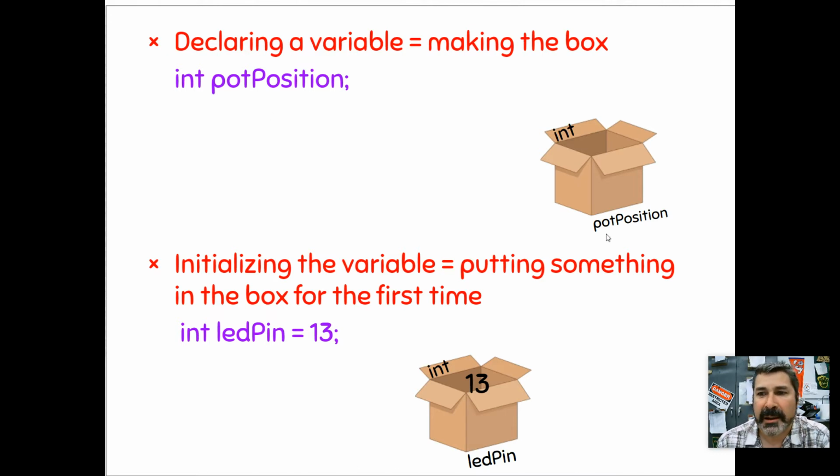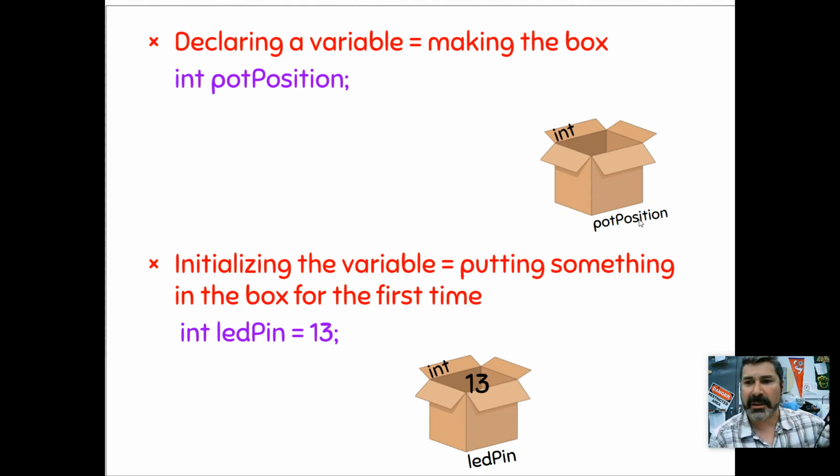Okay, so we need a thing called a potentiometer position. We're going to store in a box where our potentiometer is. So we're going to turn the potentiometer, and we're going to adjust the speed of the flashing light, right? So remember this thing. We're going to turn this little knob, and it's going to adjust the speed of the flashing light. Okay, so we've got to store the value of this somewhere.